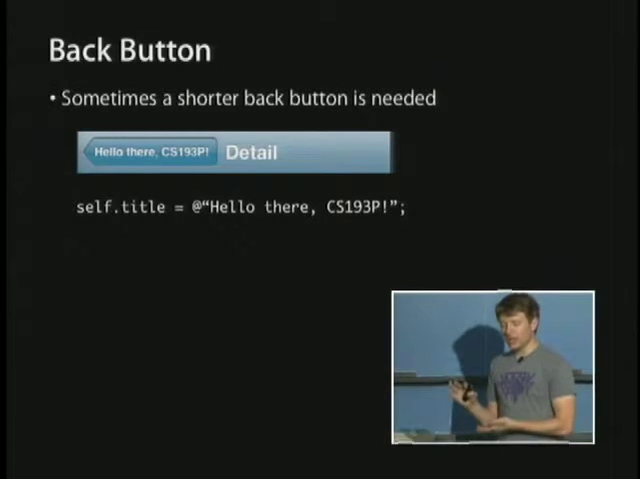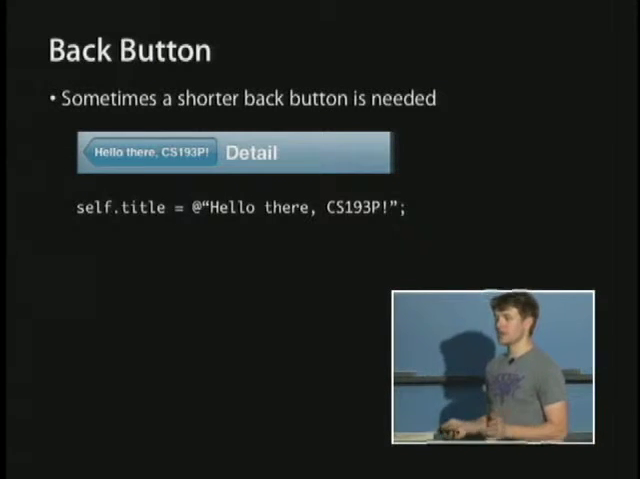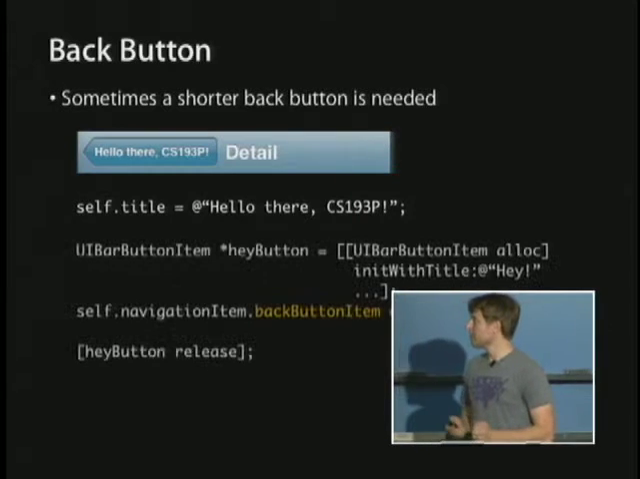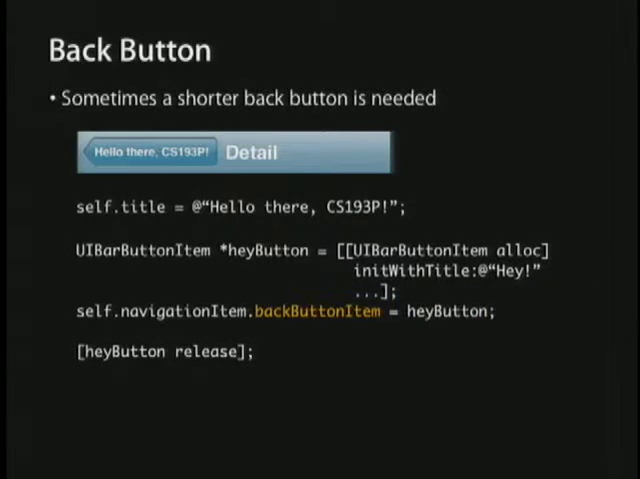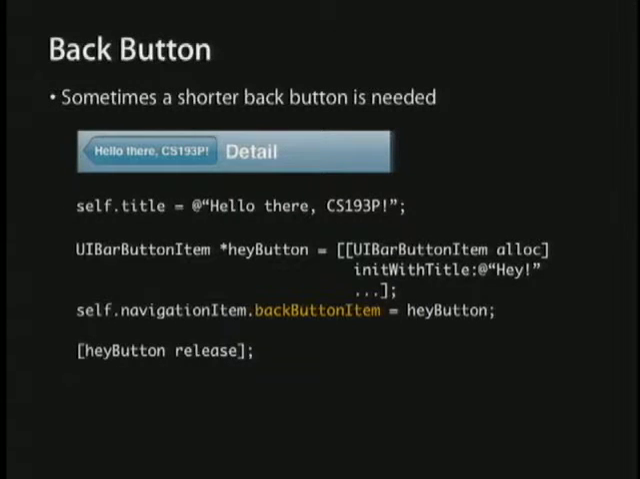We said our title, self.title, is "hello there, CS193P." Within that same block of code, wherever you set your title, if you want a custom back button title, you can create a UIBarButtonItem, because you can actually have an image. There are apps that use a little arrow in the back button. The iPod app does this, for example, because you may be viewing some artist that has a really, obscenely long name. We can't do anything about that here. So we would create this new bar button item with a shorter title, in this case "hey," and we would say self.navigationItem.backButtonItem equals hey button, and then release it.